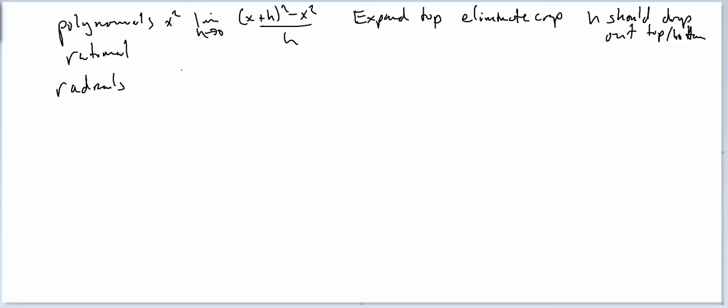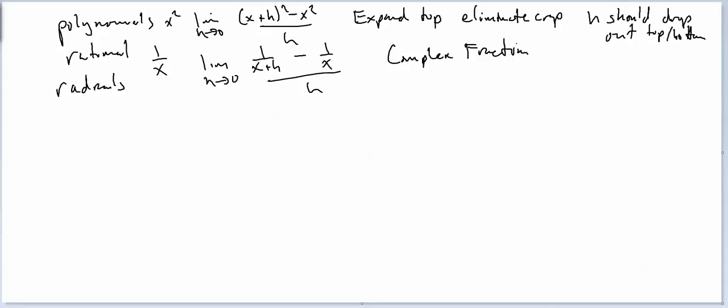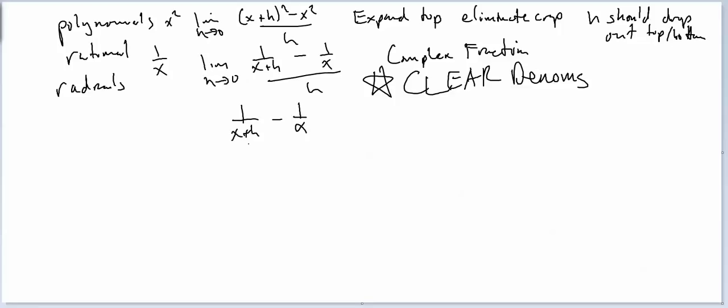For a rational expression, like if you were doing the derivative of 1 over x, your expression would look like this. You'd have 1 over x plus h, because that's the function at x plus h, minus 1 over x, all over h. This is something called a complex fraction. And with a complex fraction, what you want to do is clear the denominators. So you take 1 over x plus h minus 1 over x over h, and you want to clear both x plus h and h in the denominators. So you multiply x and x plus h on the top, but you do the same thing on the bottom because you're technically multiplying by 1.